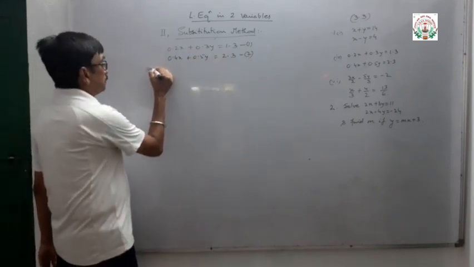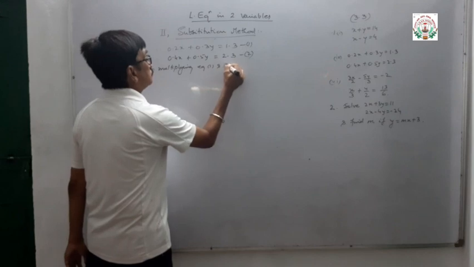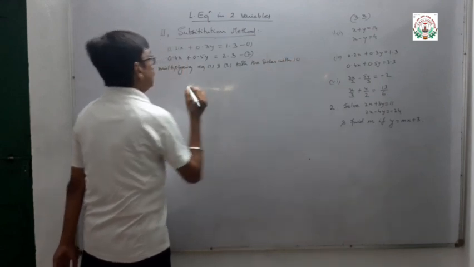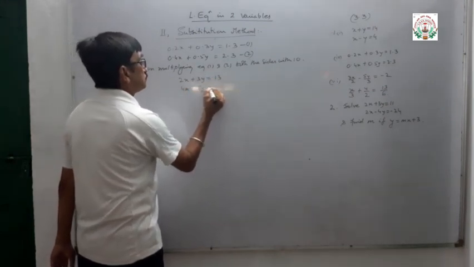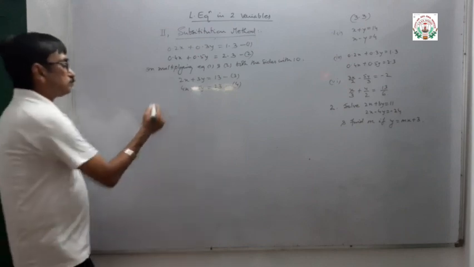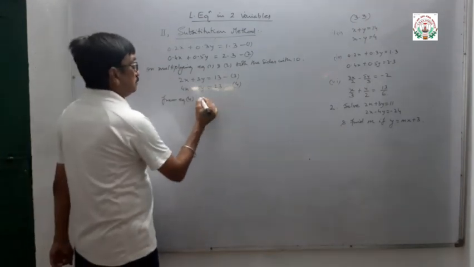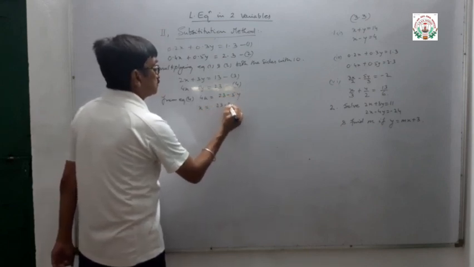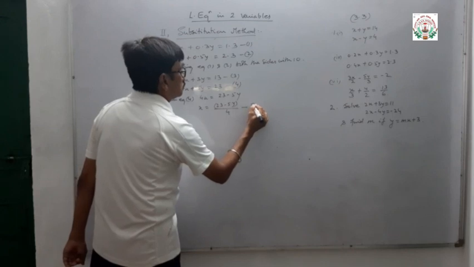So on multiplying equation 1 and equation 2, both the sides, with 10, what we get is 2x plus 3y equals 13 and 4x plus 5y equals 23. Now you can name them equations 3 and 4. Now I can take the value from equation number 4. I will take the value for x. So 4x will be equal to 23 minus 5y. x will be equal to 23 minus 5y upon 4. This is our equation number, suppose, 5.